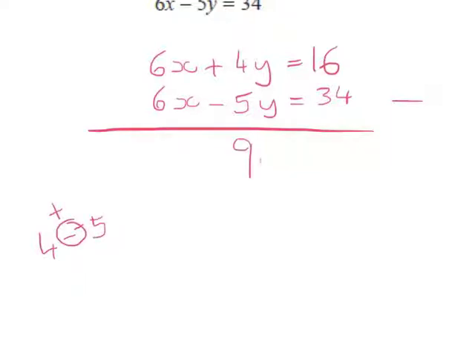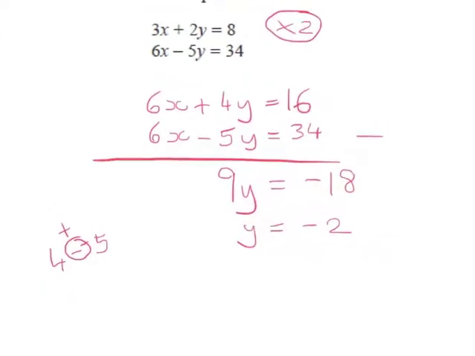That's going to be 9y. I need to be careful with that sort of equation. Then we've got 16 take away 34, which is negative 18. Okay, now to solve to find y, we need to divide by 9. So 18 divided by 9 is 2, so negative 18 divided by 9 is negative 2. So that's one of the solutions.